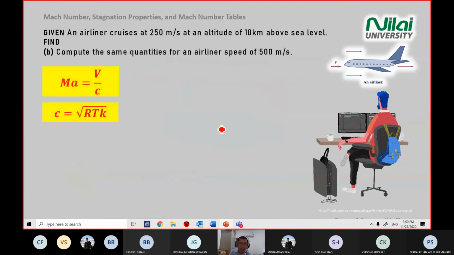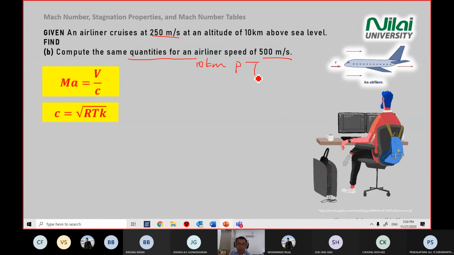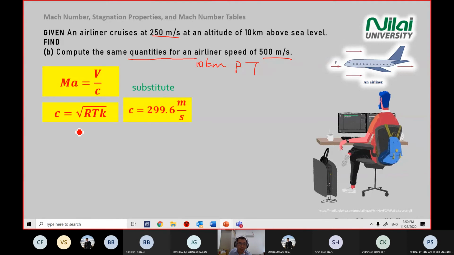Then for B, when you change the speed from 250 to 500, what you need to be aware of is the altitude is still the same, meaning the height is still 10 kilometer, so the pressure and the temperature that you found in the table just now can still be used. Only what changes now is the speed. The speed will change the Mach number, because Mach number equals V divided by C. You just substitute.